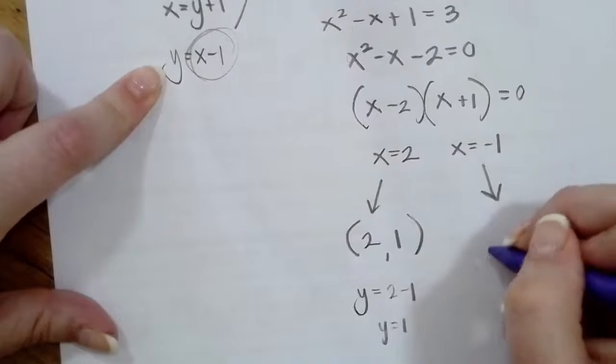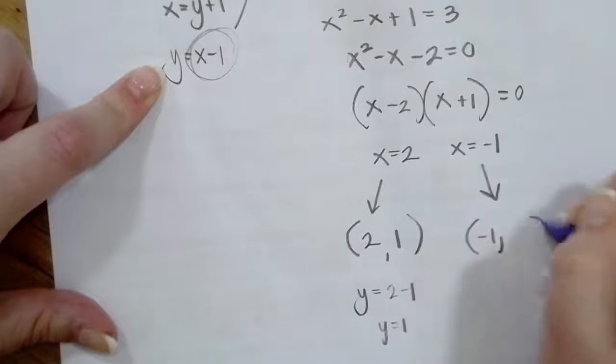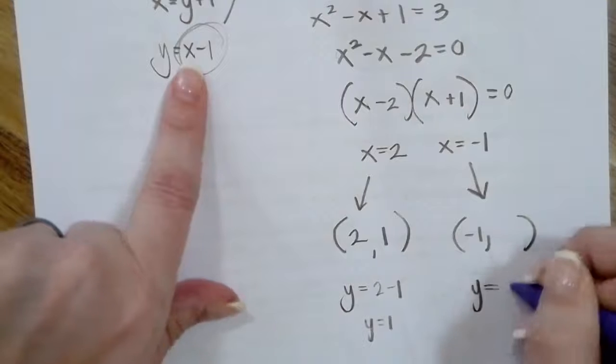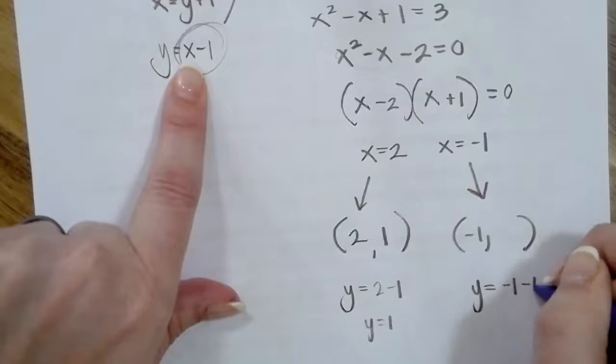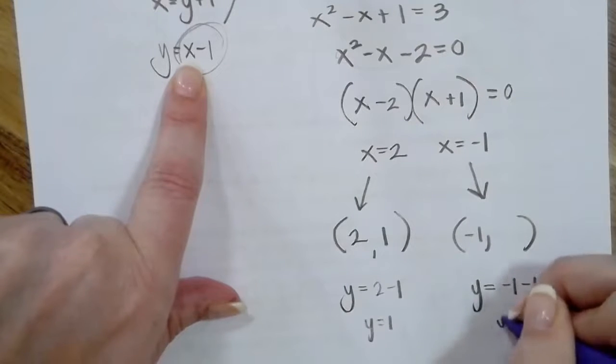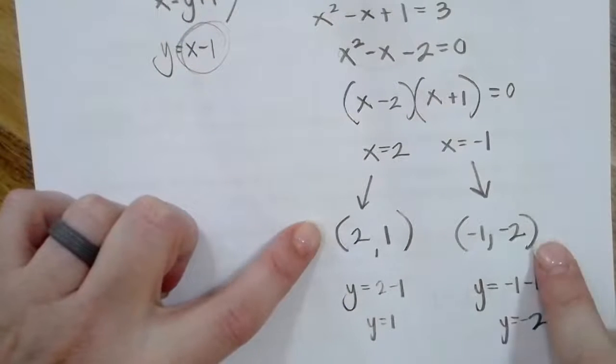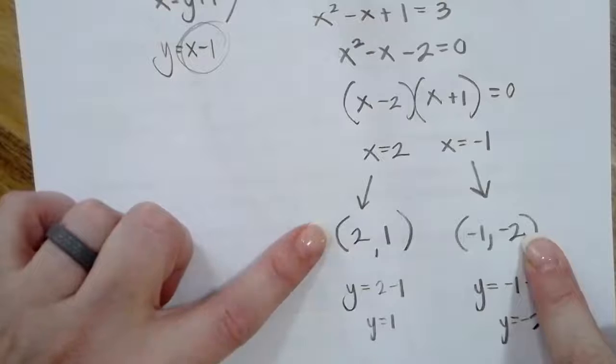Here, my x value is negative 1. I need to find the y. So y equals negative 1 for x, minus 1. Negative 1 and negative 1 is negative 2. So my two points of intersection are this one and this one.